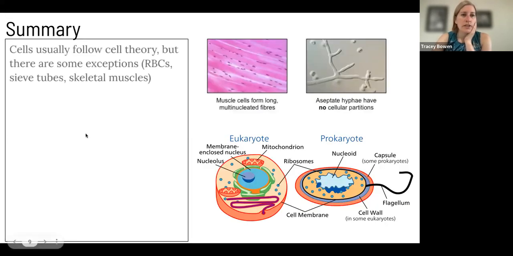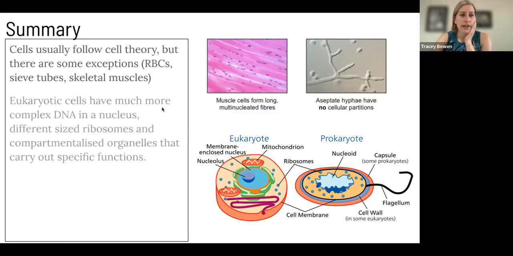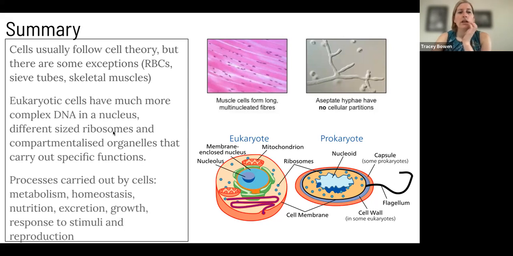So to sum up, cells always follow cell theory, but there are some exceptions with regards to their structures that are common, but not always there. And we looked at red blood cells, sieve tube cells, and skeletal muscle cells as examples of that. Eukaryotic cells have much more complex DNA in a nucleus, different sized ribosomes, and compartmentalized organelles that carry out specific functions versus prokaryotes. And then there are processes that are carried out by the cells, and those include metabolism, homeostasis, nutrition, excretion, growth, response to stimuli, and reproduction.